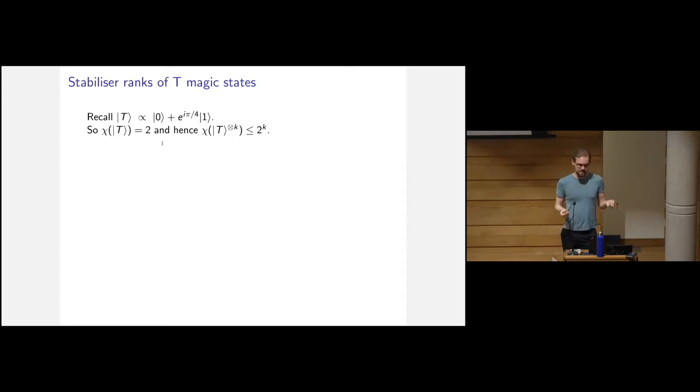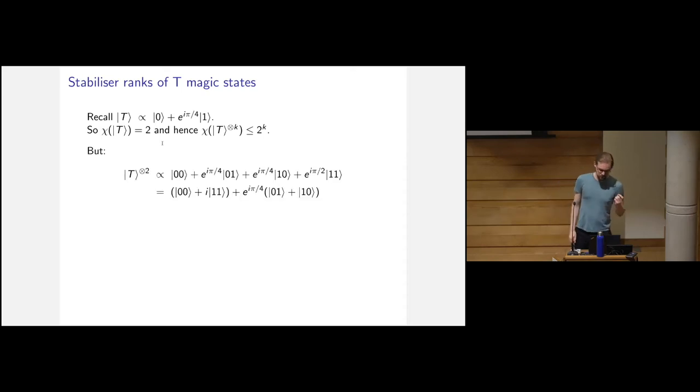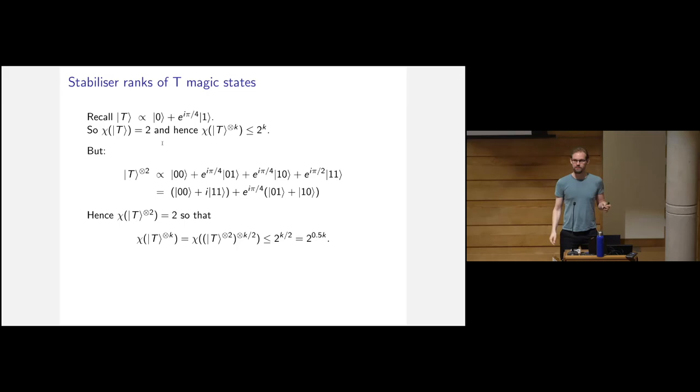And this means that if we take k of them, we can decompose them independently, and we get 2 to the k terms. Okay, but we can do better, because if you have two T magic states, we can group the terms in a smart way, and we see we have these two Bell-like states, which both are stabilizer. So in fact, two T states also have a stabilizer rank of 2. So this means if you decompose our T magic states pairwise, we only require 2 to the k over 2 terms, so 2 to the 0.5k. So this makes the exponential scaling much more gentle.